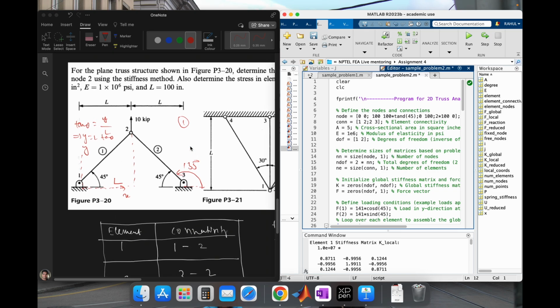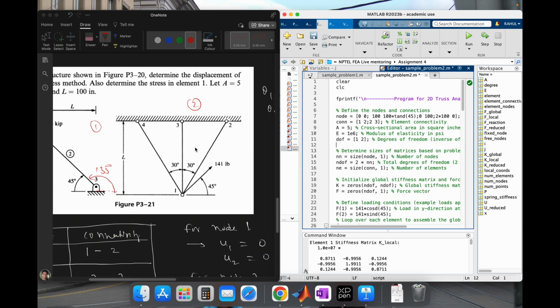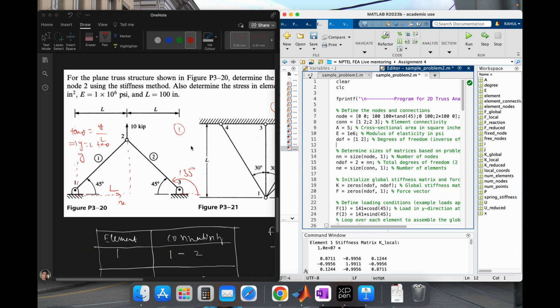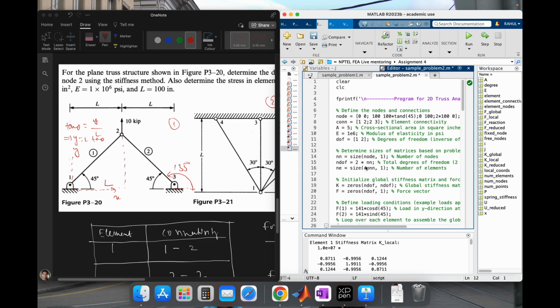Now we have to change the cross sectional area. The cross sectional area is 5. And the modulus of elasticity is 1 into 10 raised to the power 6. So I have written that. And now it is asking for the degrees of freedom.